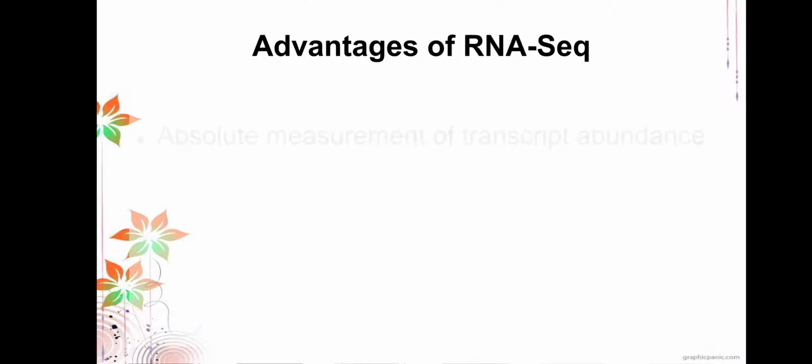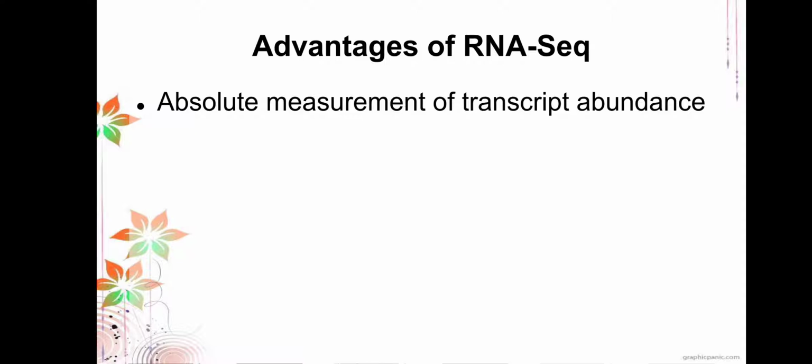So what are the advantages of RNA-seq in comparison with microarray? As I said, it's the absolute measure of transcript abundance, because microarray is just a relative measurement: we are comparing whether condition A is more than condition B. So it's a relative measure, more or less compared to A. But here you are saying that this is the exact concentration of your gene, say 3 nanomolars, something like that. So you have an absolute measure.